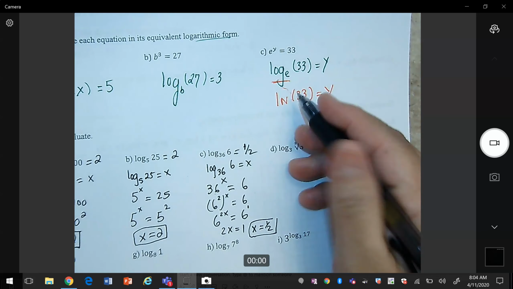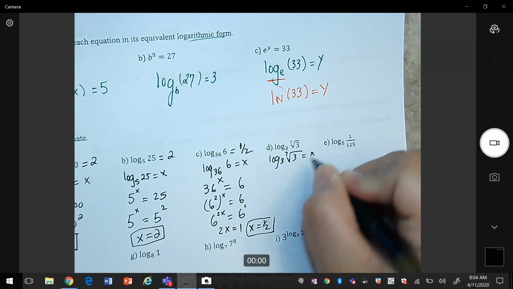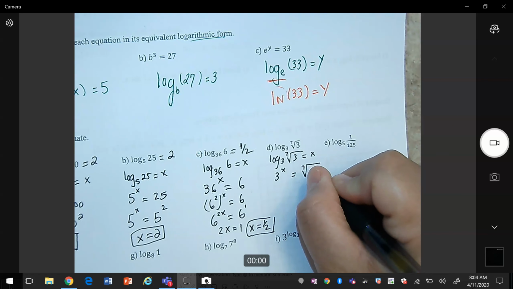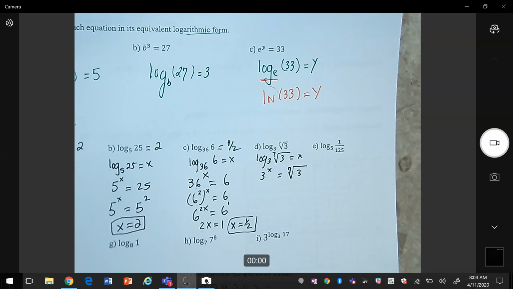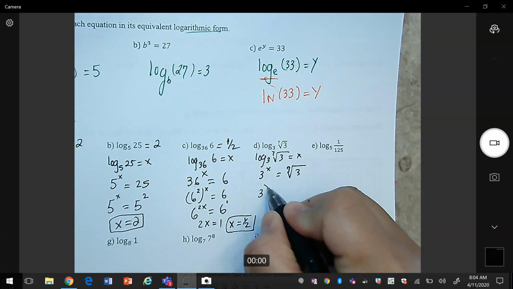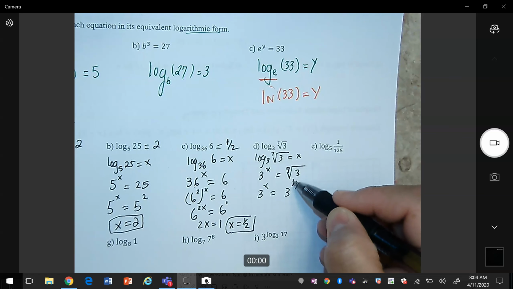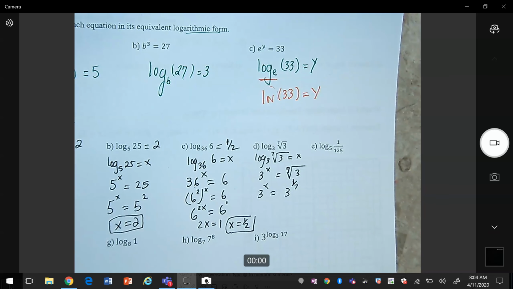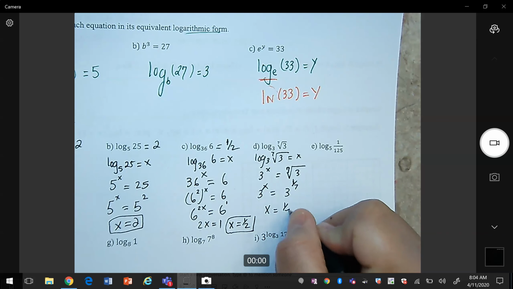And the next one we have 3 to the x is equal to the 7th root of 3. Since we have a root here, the 7th root, we can rewrite it as 3 to the 1/7. Remember the roots, we can write it as exponents, as fractions, with the index here being your denominator in the fraction. So now we can see that x is going to be 1/7.